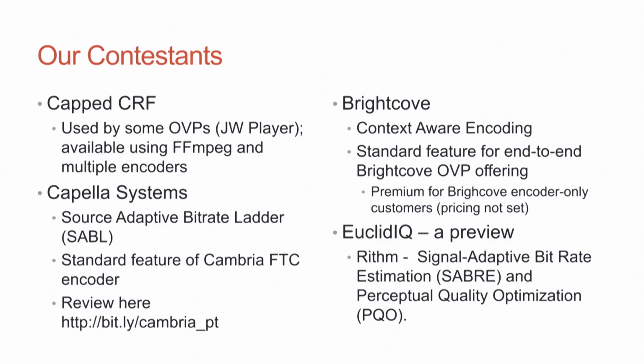So here's our contestants. Cap CRF, it's used by some online video platforms, including JW Player here in New York. And as I've mentioned a couple times, it's available in FFmpeg. You can do it yourself pretty simply. Capella Systems, source adaptive bitrate ladder. Review is available online at that bit.ly URL. Brightcove's context-aware encoding, shipped in, I want to say, December of last year or January of this year. And then Euclid IQ, we're going to look at a preview. That technology is not yet shipping, but it actually performed very, very well in the tests that I produced.